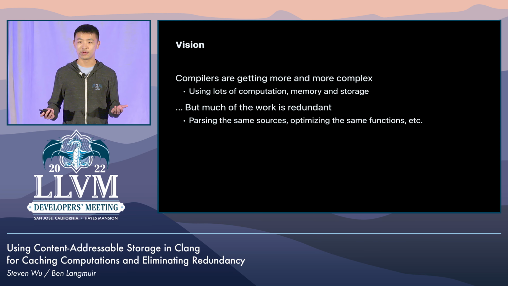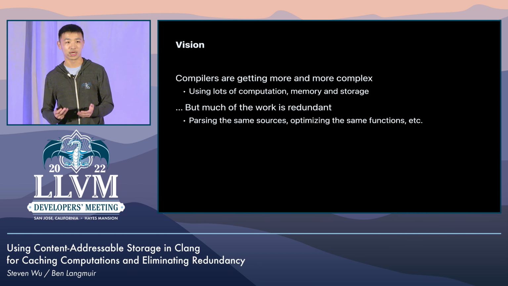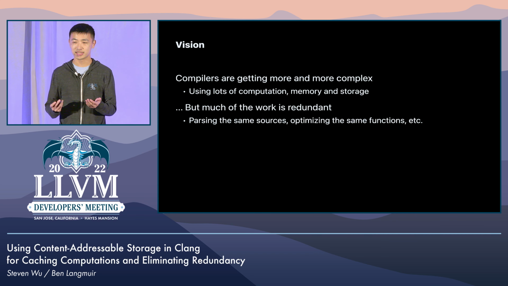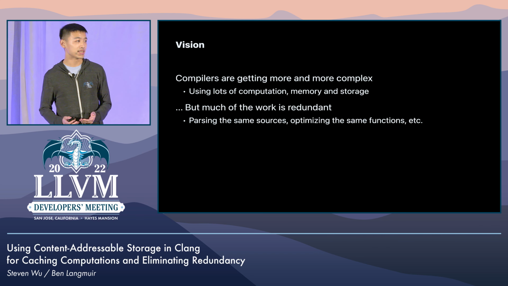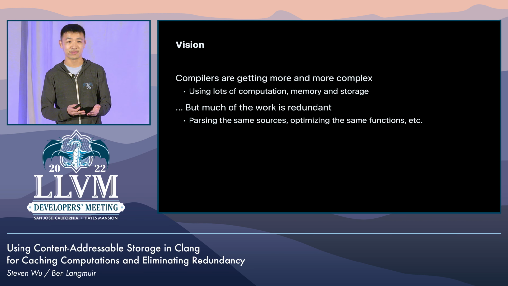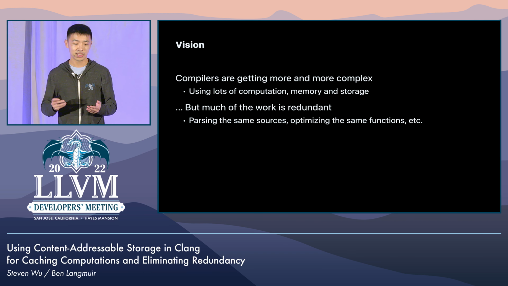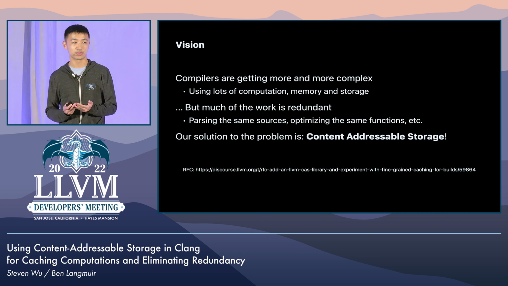First of all, what is our vision? Our observation is that compilers are getting more and more complex. They use lots of resources like computations, memories, and storage, but much of the work they do is actually redundant, like parsing the same source file or optimizing the same function. Our solution to this problem is using a content-addressable storage, also known as a CAS.